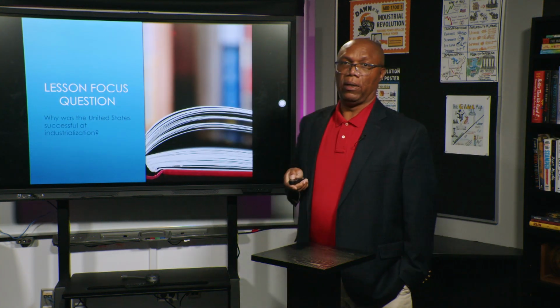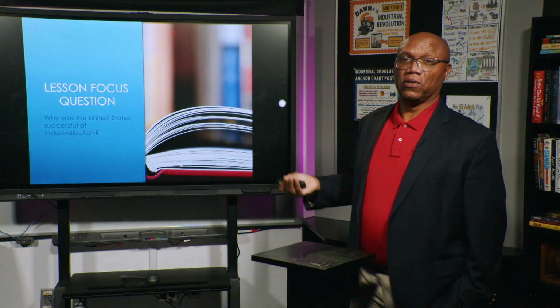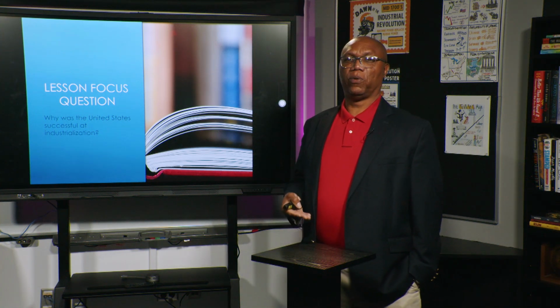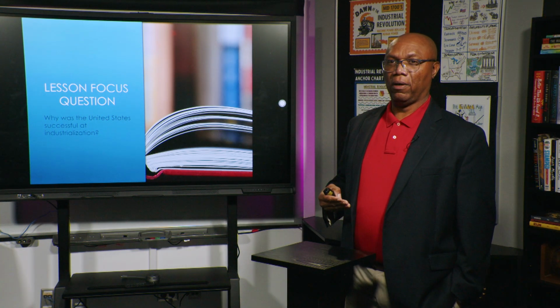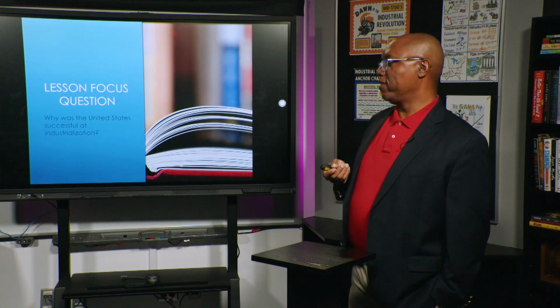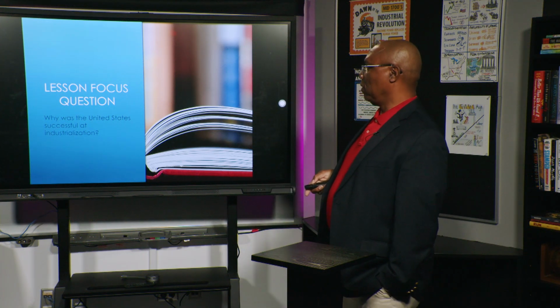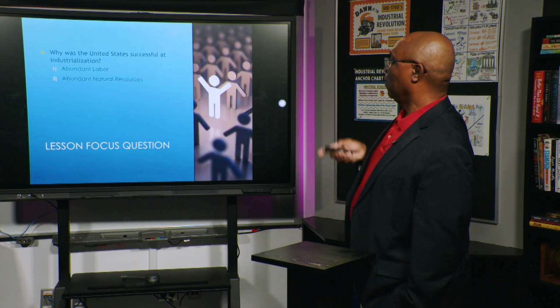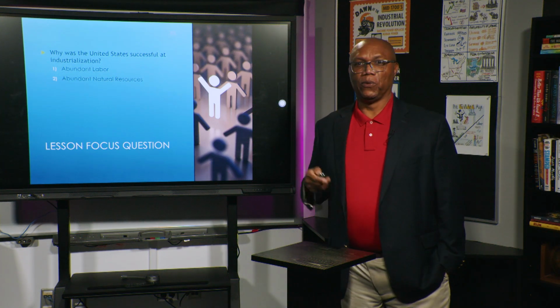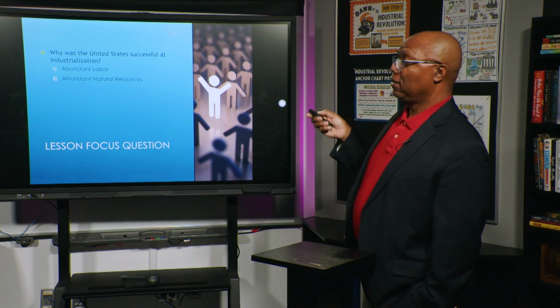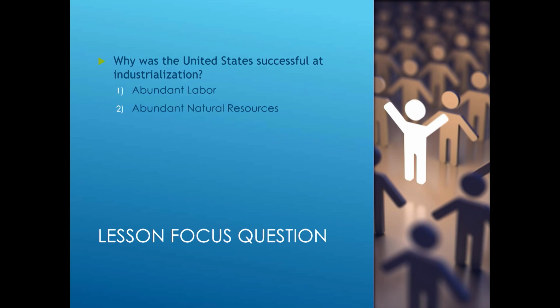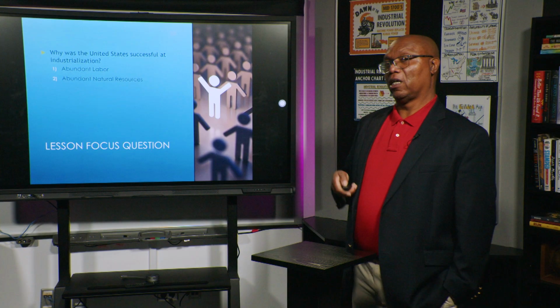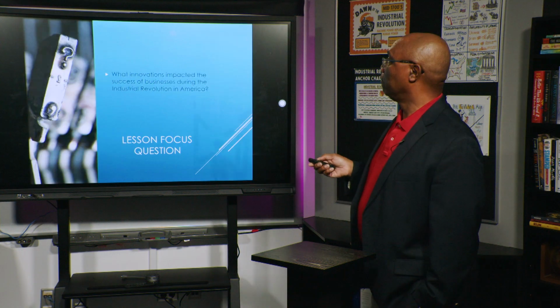All right. What we have now done is we've gotten to the lesson focus questions. And remember what we said, the lesson focus questions are to guide what our main thoughts are for lesson one, which was the rise of industry. The first question is, why was the United States successful in industrialization? Well, the answer to that is real simple. We had abundant labor and we had abundant natural resources. Number one, we had so many people in terms of the workforce. And number two, we had abundant natural resources that could be used in the manufacture of different products.